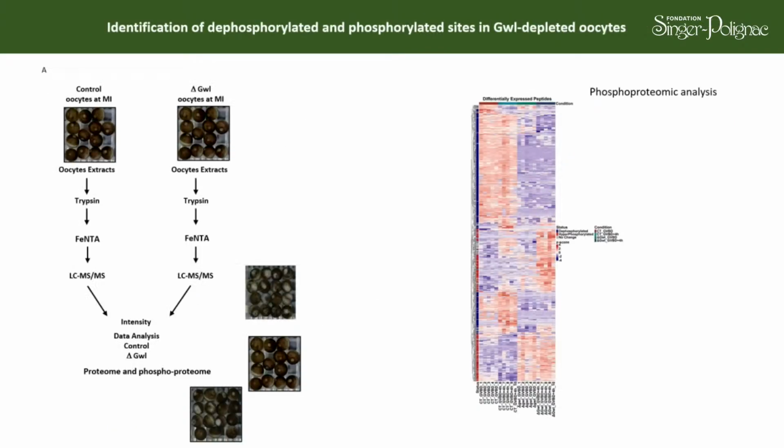So it was difficult to believe that without Greatwall, the oocyte can resume meiosis without mistake. Performing a phosphoproteomic analysis with 10 replicates in Xenopus oocytes devoid of Greatwall, we find that we have a lot of dephosphorylation. Each band corresponds to one site.